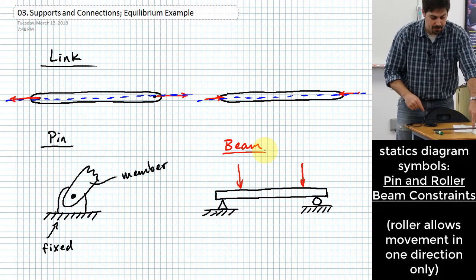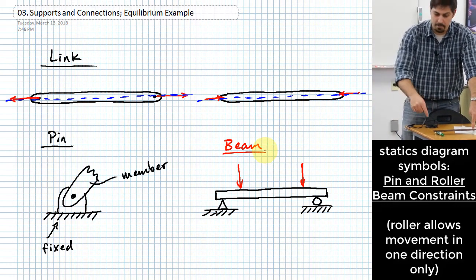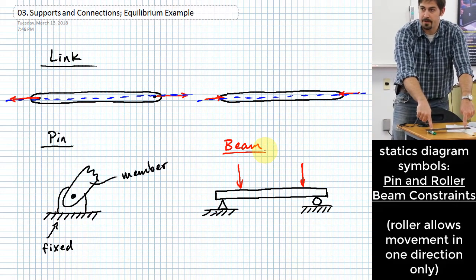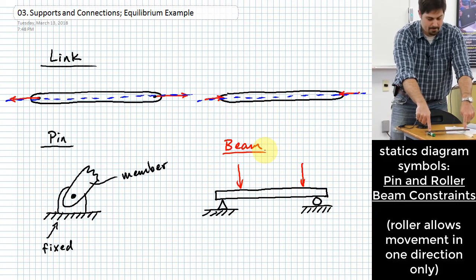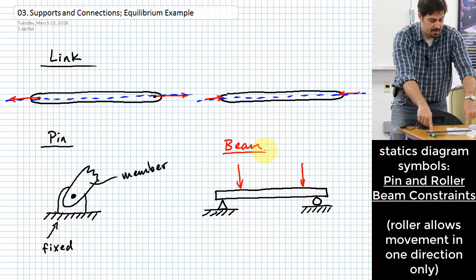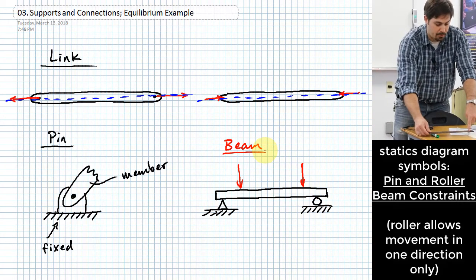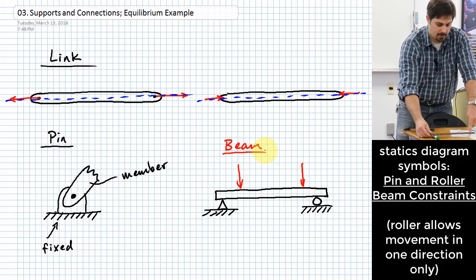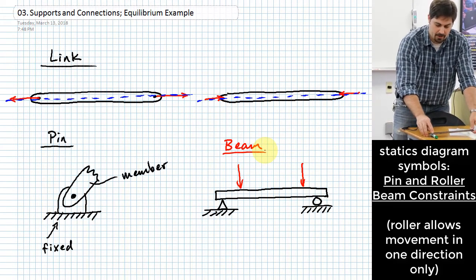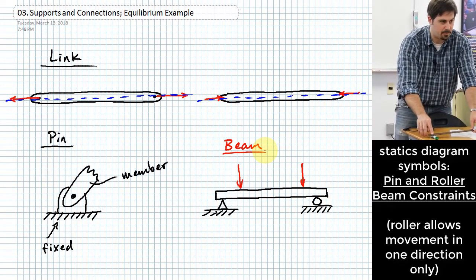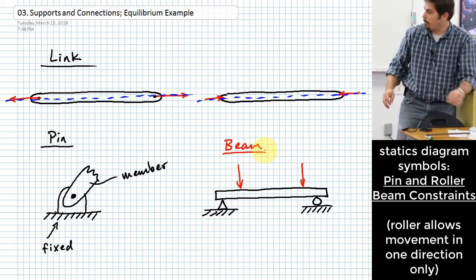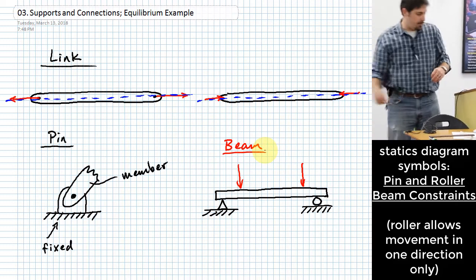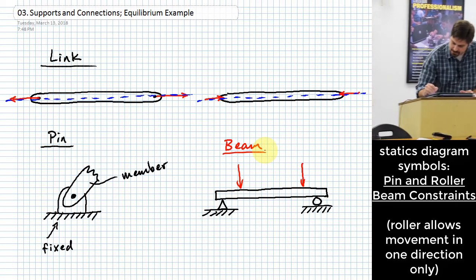Okay, this one over here prevents vertical movement. Actually, both of them prevent vertical movement. What does this one do that this one doesn't? Yeah, I think I heard someone say this one won't allow it to move left and right. Okay, whereas this one over here, all by itself, does allow it to move left and right. So if you see a symbol that looks kind of like a roller over here, that is what this is.